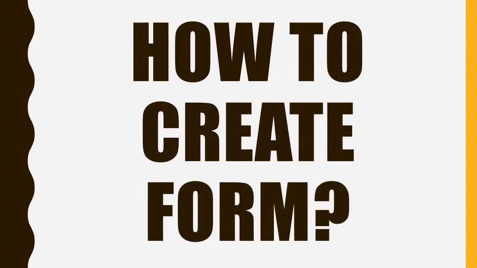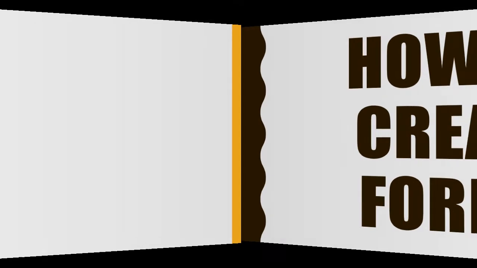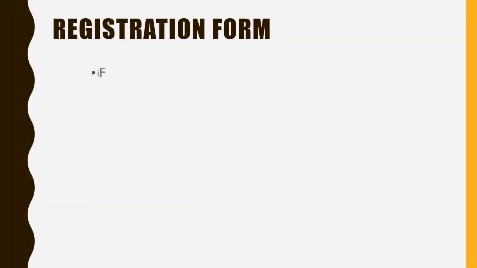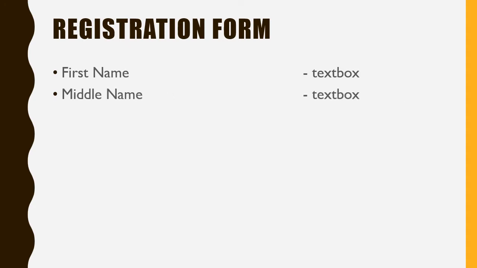How to create a form? So we will understand how to create a complete form in the registration form. What will be included? There will be first name. To create a first name, we have to use a text box. Middle name, again we have to take a text box. Last name, text box we have to take.